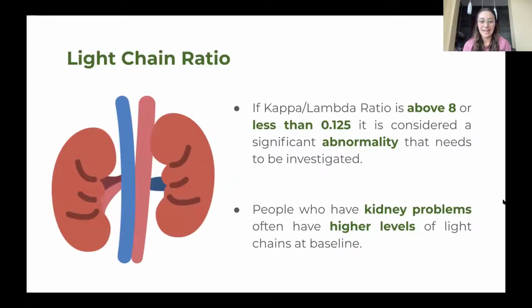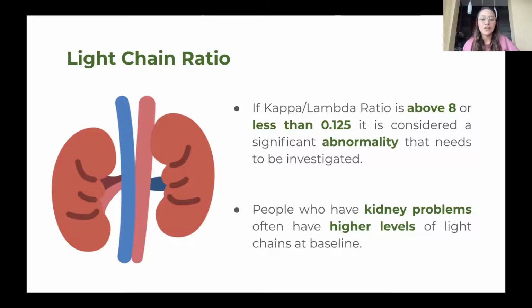Another important lab is the light chain ratio. This is the division of the kappa light chains by the lambda light chains, and this gives us the ratio. So the normal range of this ratio is from 0.125 up until 8. If it's either above or below this range, it is considered an abnormality, even though the light chains could be within the range. So it needs to be investigated.